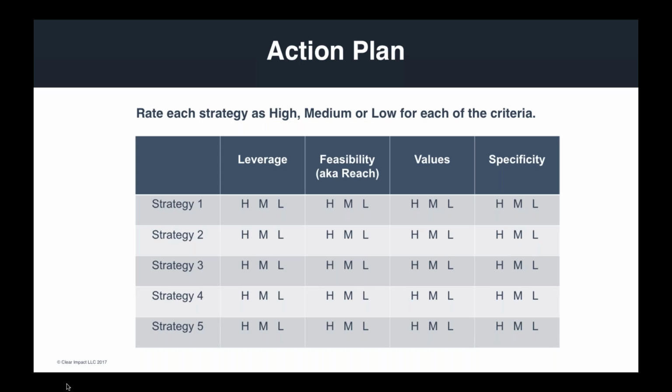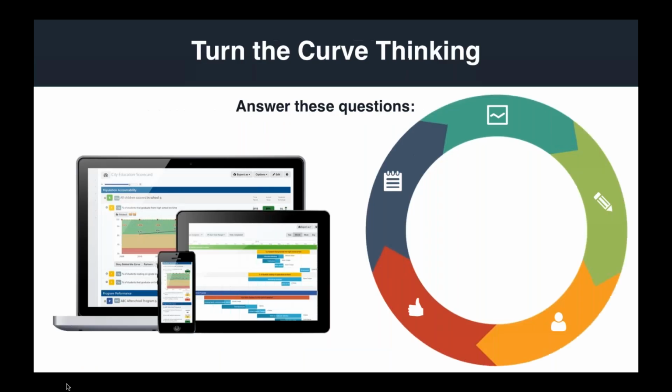You can simply list your proposed strategies, rate each according to the criteria, and those that show high on all of those criteria are going to be your candidates for your action plan, and you'll want to prioritize the set of strategies that constitute your action plan. Why prioritize? Because typically you don't get the funding for everything, so you want to make sure those that you do fund are your highest priority.